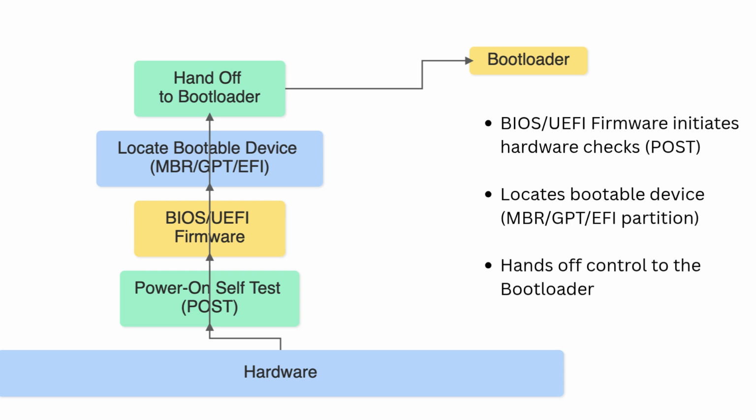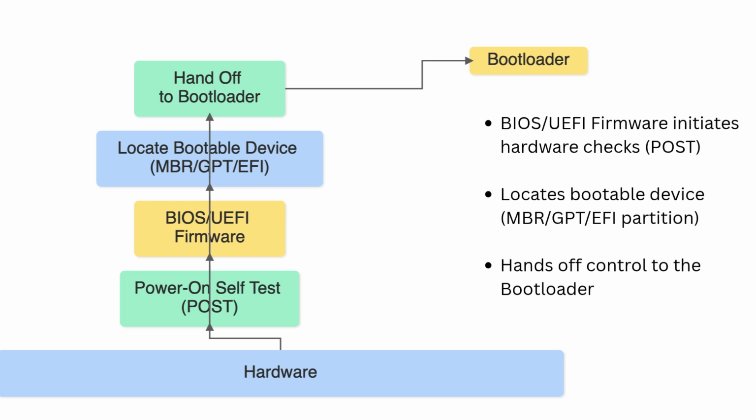Once the hardware is validated, the firmware's next task is to locate a bootable device. For BIOS, this typically involves reading the master boot record, MBR, or GUID partition table, GPT, on a disk. UEFI directly reads boot entries from an EFI System Partition. This initial stage then hands control over to the bootloader, a small program specifically designed to load the operating system. Think of the firmware as the usher and the bootloader as the stage manager, preparing the main act.